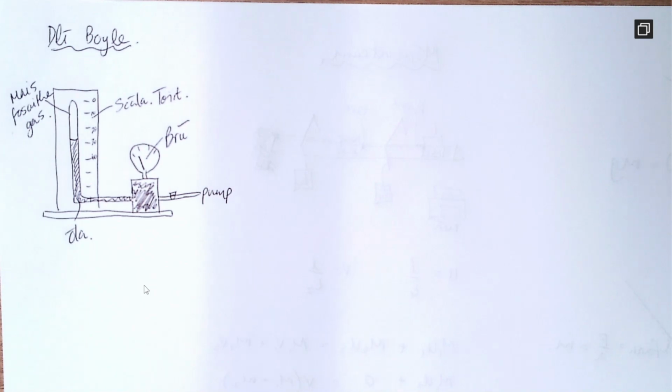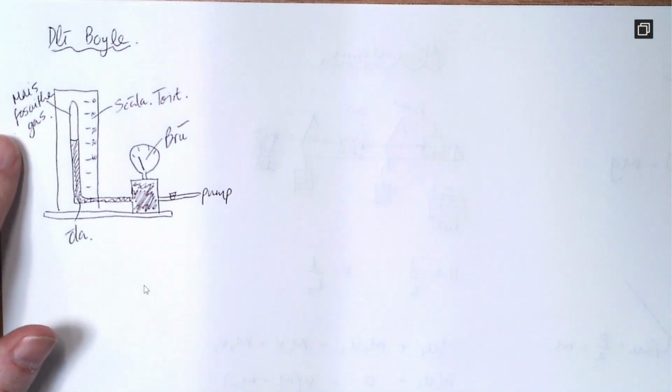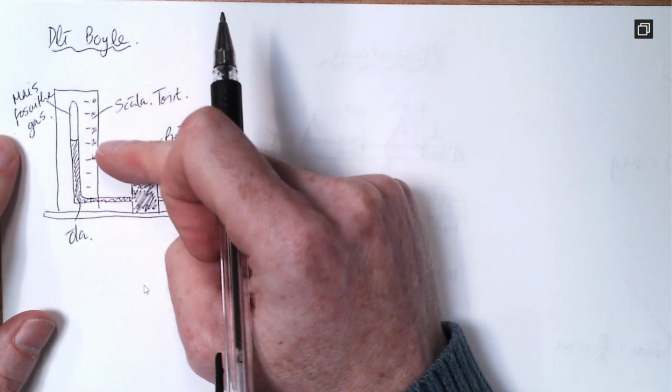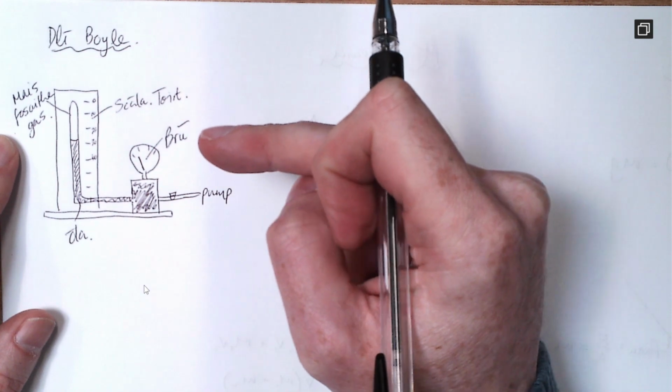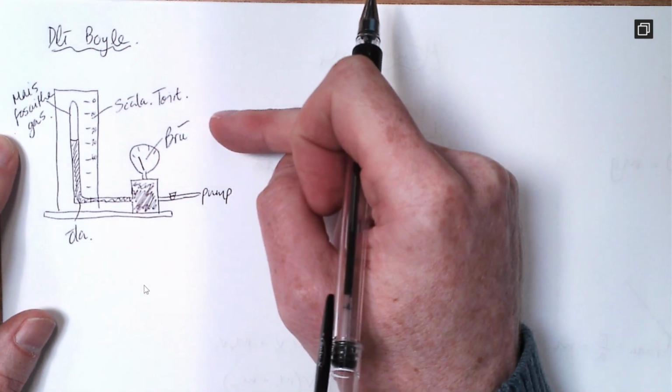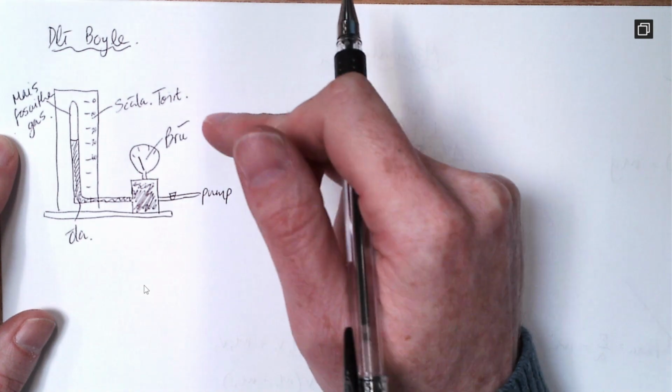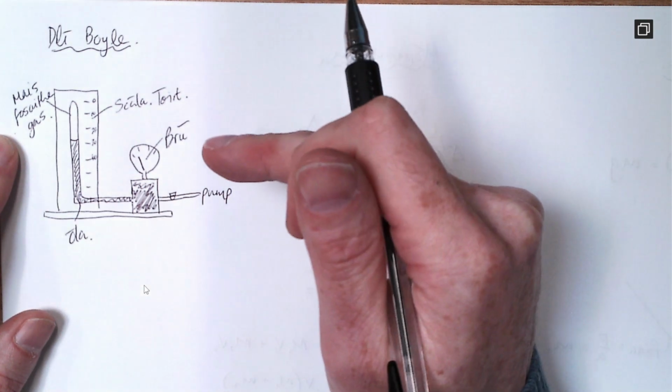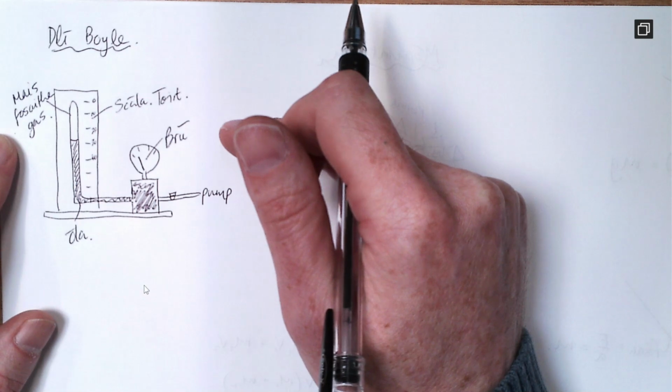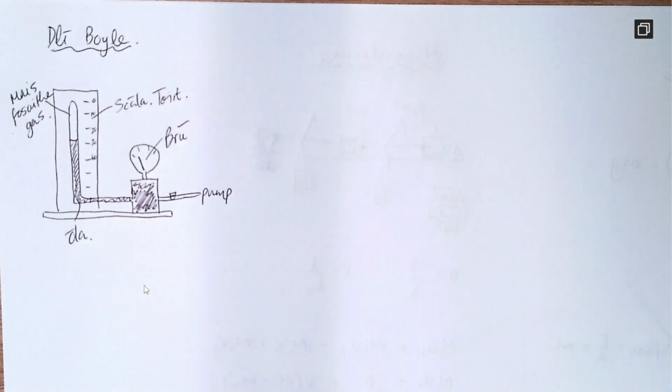Right, so Boyle's law: at a fixed mass and at constant temperature, the volume of a fixed mass of gas is inversely proportional to the pressure. So it is Boyle's law.